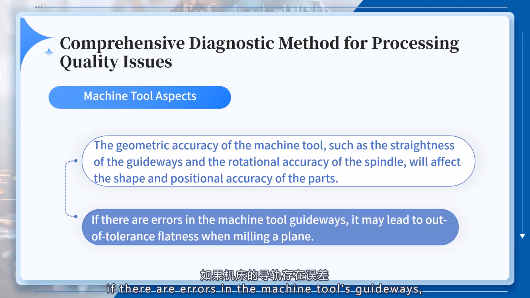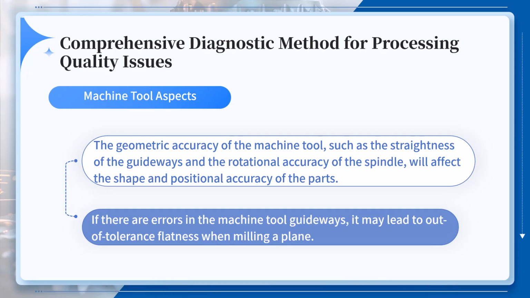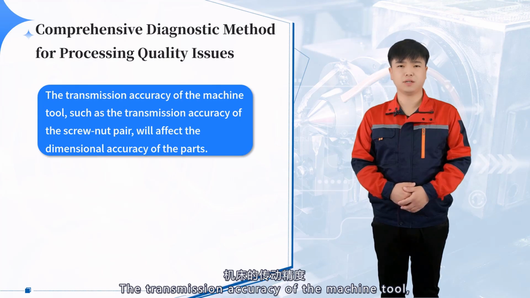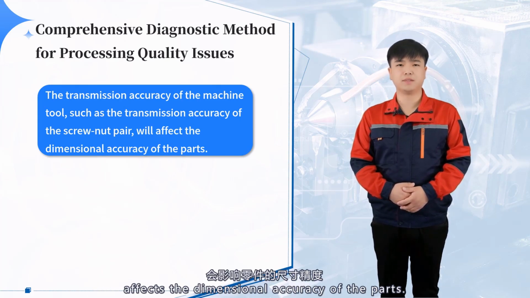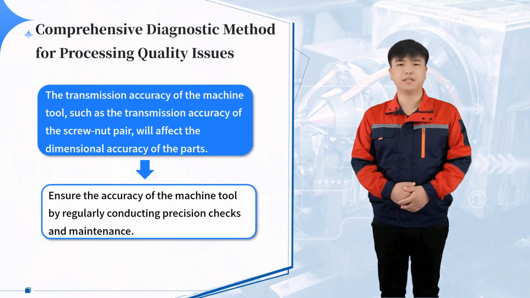For instance, if there are errors in the machine tool's guideways, it may result in out-of-tolerance flatness when milling a plane. The transmission accuracy of the machine tool, such as the transmission accuracy of the screw nut assembly, affects the dimensional accuracy of the parts. We can ensure the accuracy of the machine tool by regularly conducting precision inspections and maintenance.